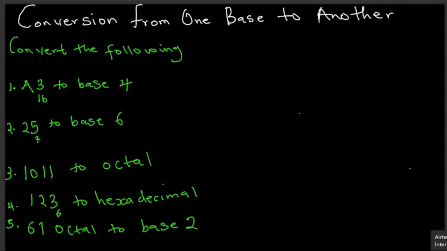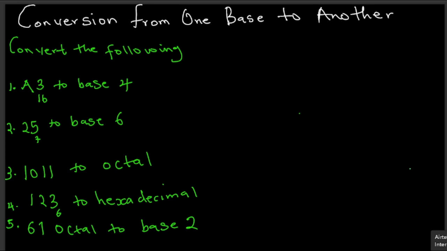So here are our questions. Convert the following: A3 base 16 to base 4, 25 base 7 to base 6, 1011 to octal, 123 base 6 to hexadecimal, 61 octal to base 2. So these are the questions. Let's dive in and provide the solutions to them.